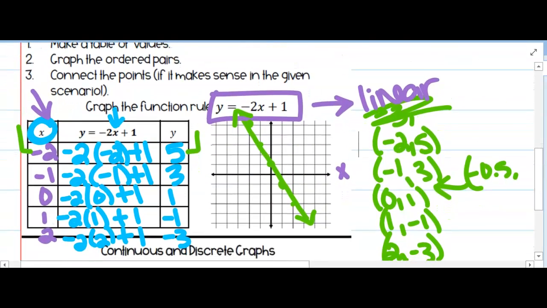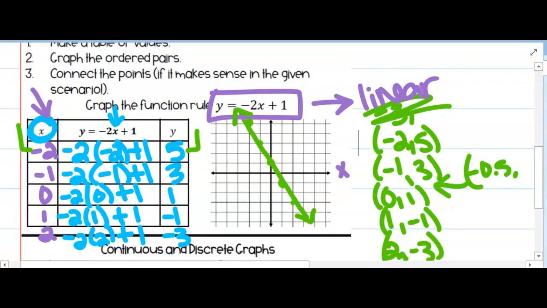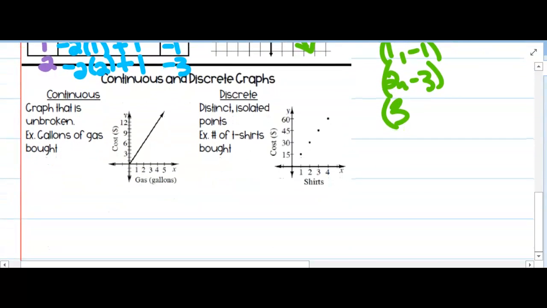Now, I'd mentioned up here that step 3 says connect the points if it makes sense in the given scenario. When we're talking about real-world scenarios, sometimes it may not make sense to connect the points. So we have what's called a continuous graph and what's called a discrete graph. Once again, we're just talking about real-world scenarios here. A continuous graph is going to be a graph that's unbroken. So it would make sense if you could plug in non-whole numbers for x. So in this case, my x coordinate is gas.